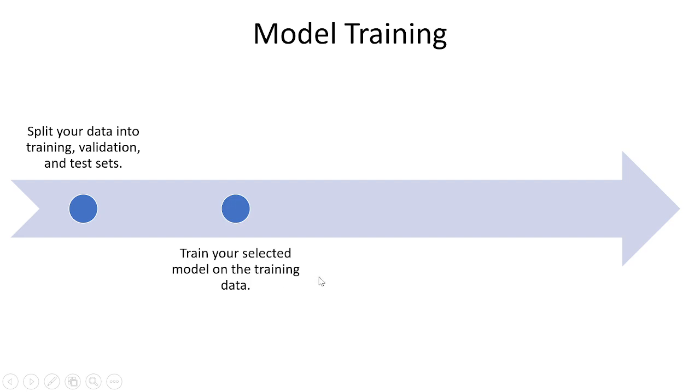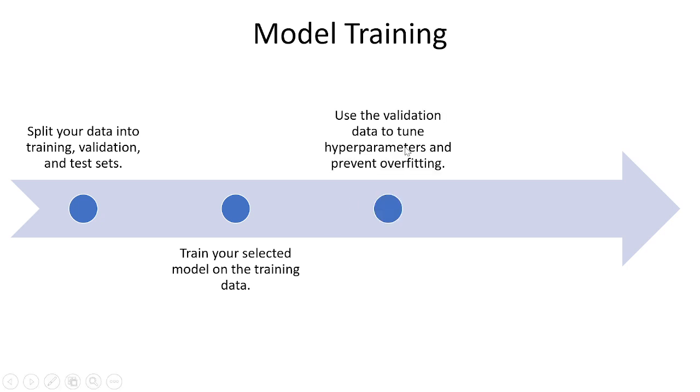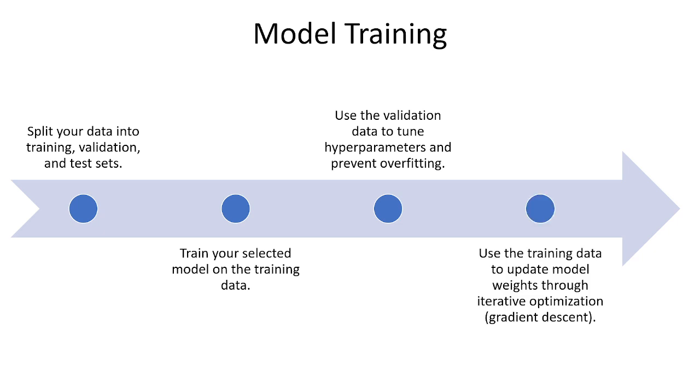So once your dataset has been divided into the training and testing phases, you will train your model with your training data. Use the validation data to tune the hyperparameters and prevent overfitting. Then use the training data to update the model weights through iterative optimization, such as gradient descent, updating the weights in your neural networks.